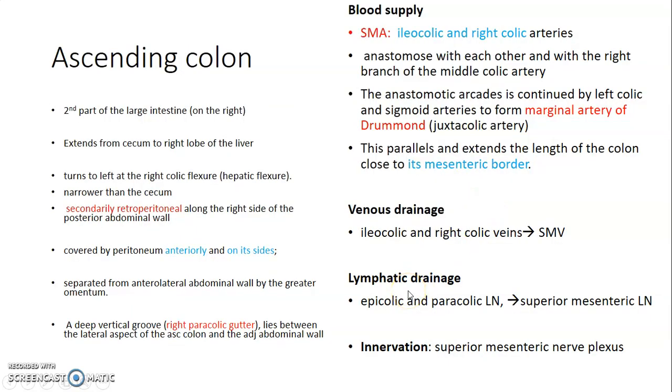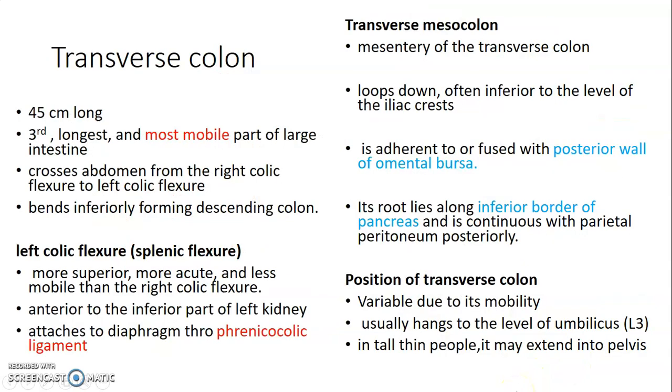Lymphatic drainage of the ascending colon is by epiploic and paracolic lymph nodes. These epiploic and paracolic lymph nodes will later drain onto the superior mesenteric lymph nodes. These are lymph nodes around the origin of the superior mesenteric artery. The ascending colon is innervated by sympathetic and parasympathetic nerve plexus following the superior mesenteric artery. So we call them superior mesenteric nerve plexuses.